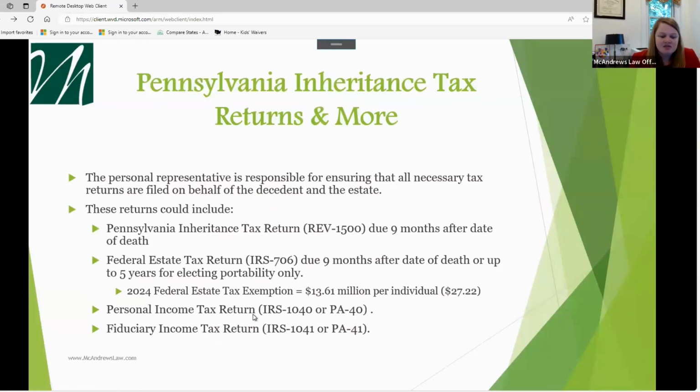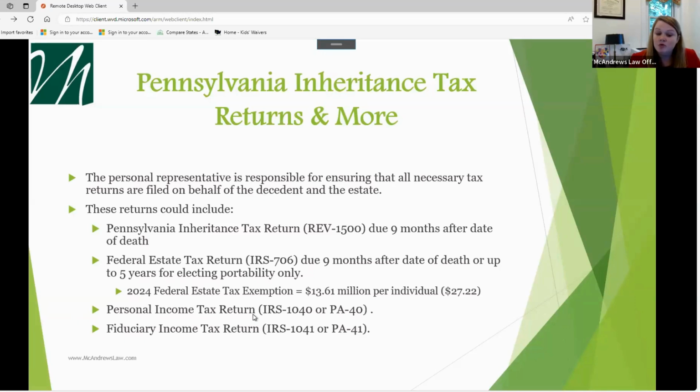Pennsylvania inheritance tax returns, and more. The personal representative, so again, that's going to be your executor or your administrator, is responsible for ensuring that all tax returns are filed on behalf of the decedent and the estate. Those returns could include the Pennsylvania inheritance tax return. You may hear that referred to as the Rev 1500. The Pennsylvania inheritance tax return is due 9 months from the date of death.